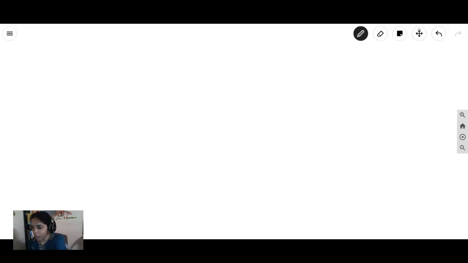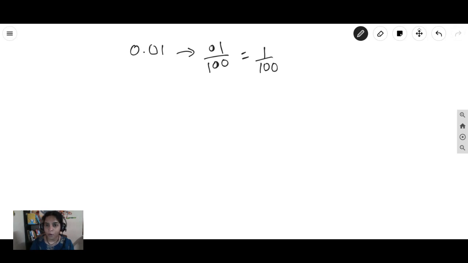percentages. Now, let's see how to convert decimals. If I have something like 0.01, how do I convert this into percentage? It's all simple. Now, you know that decimal is nothing but fraction. How can you write it as a fraction? Two decimal places, so it's 100. So basically, it's 1 by 100. Now we got a fraction.